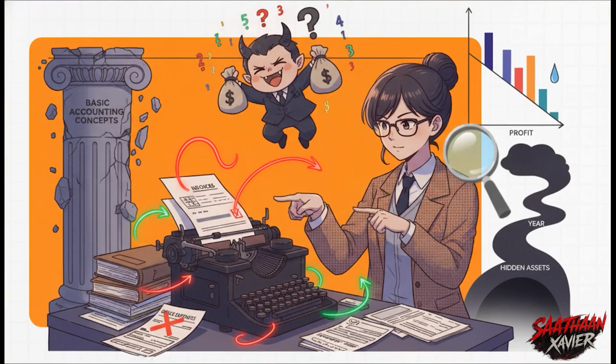Our first suspect is the error of principle. Now, this isn't just a simple typo. This is a fundamental, rule-breaking error. This happens when someone completely ignores basic accounting concepts. For example, imagine charging the purchase of a brand new, long-term asset, like a typewriter, to everyday office expenses. This is super dangerous because it artificially lowers your reported profit for the year and completely hides assets from your balance sheet. The numbers might technically add up, but the financial story you're telling is completely wrong.